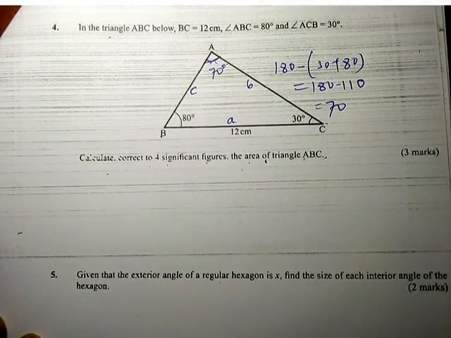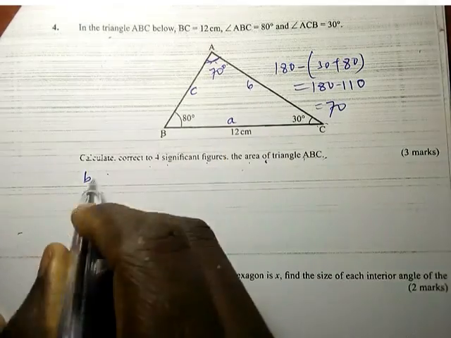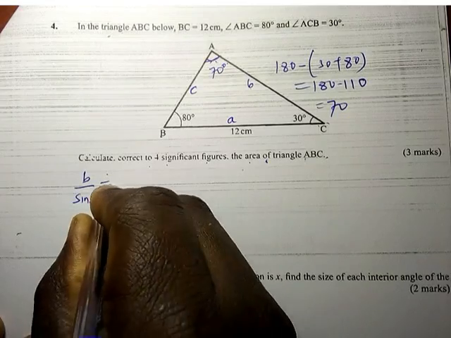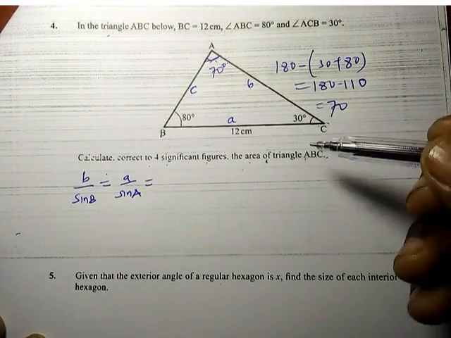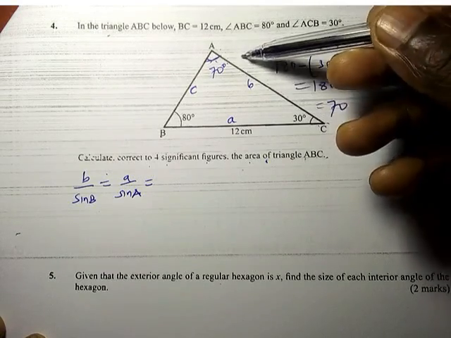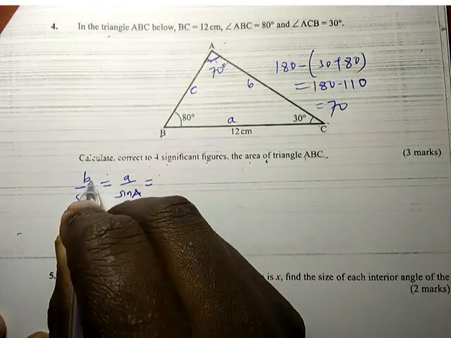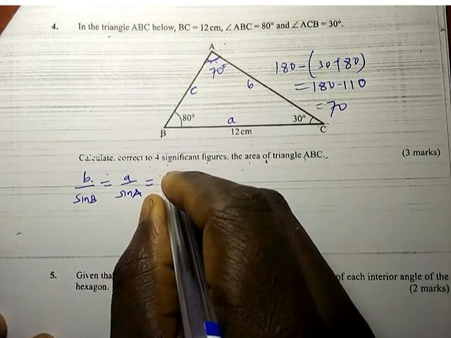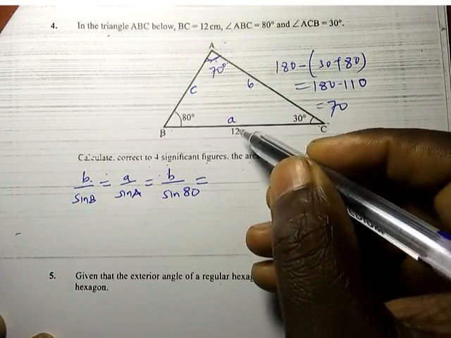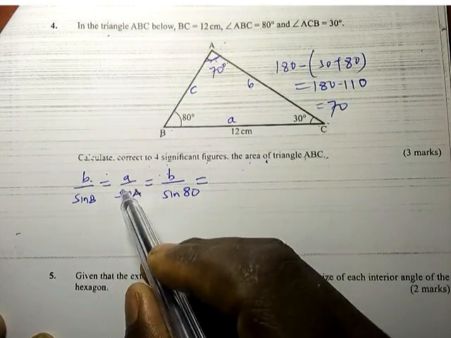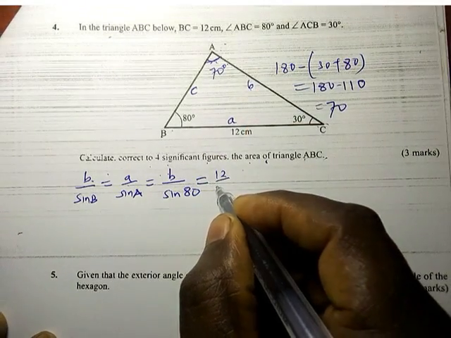Having done that, now we know that side AB, which is B, divided by sine B will be equal to A over sine A. So we are looking for this side, B. B over sine B, which is 80, is equal to A, and A is 12 over sine A, 70.